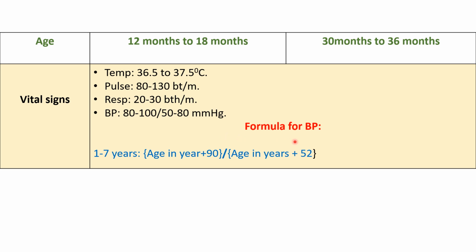Here I am teaching you a formula for calculating the BP. For BP of a 1 to 7-year-old child: age in years plus 90 by age in years plus 52. The topmost part is the systolic one and the bottom part is the diastolic BP. So for any age group, if you put in that age, you will get the value of BP which will be normal for that particular age group.